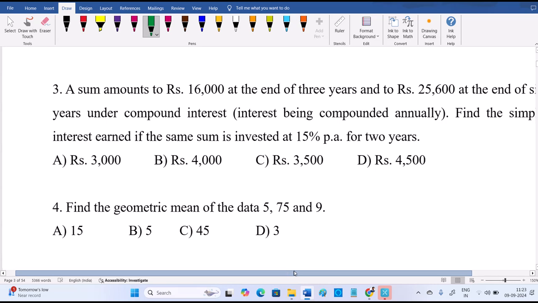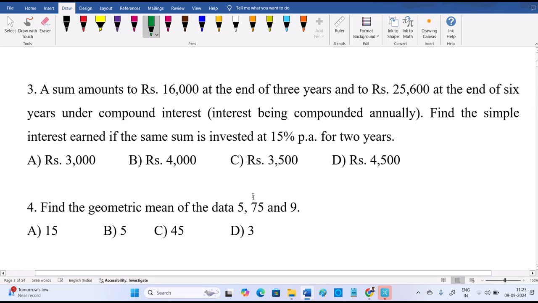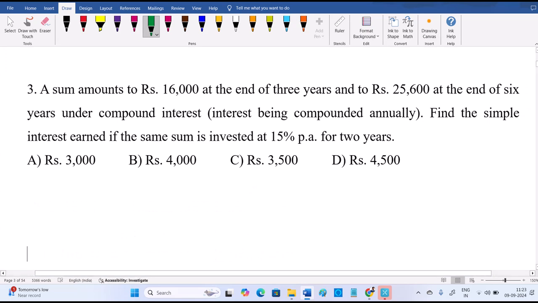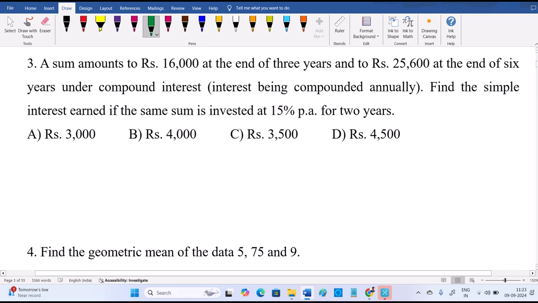Now see the next question. Simple interest and compound interest related one. Guys, everyone try this question now.